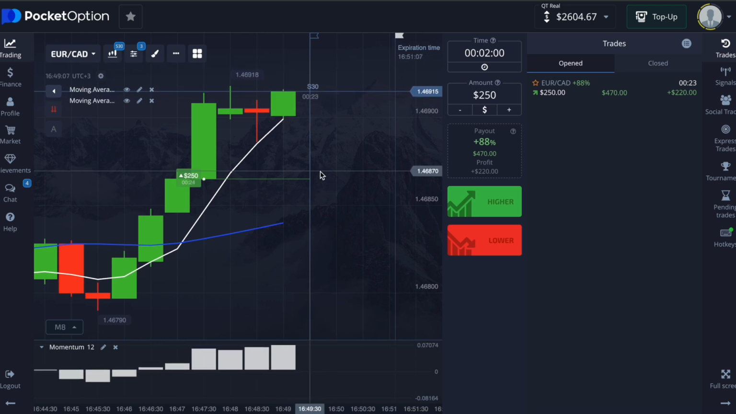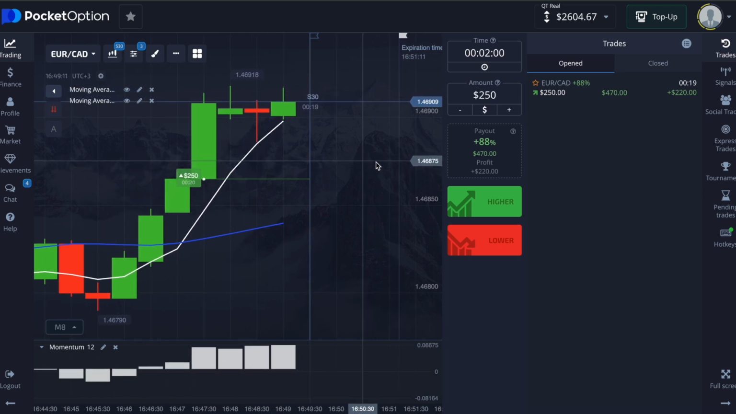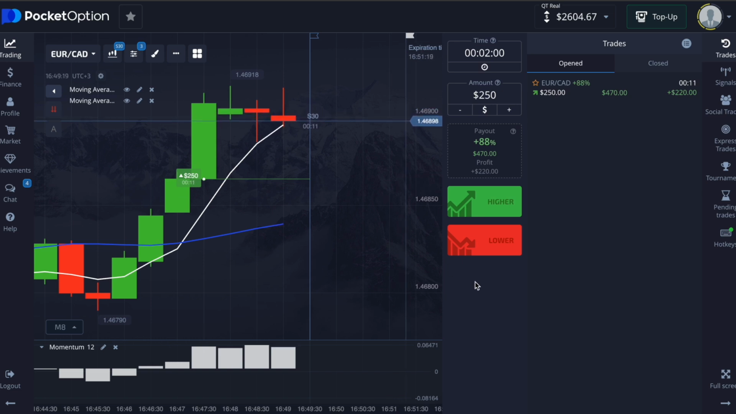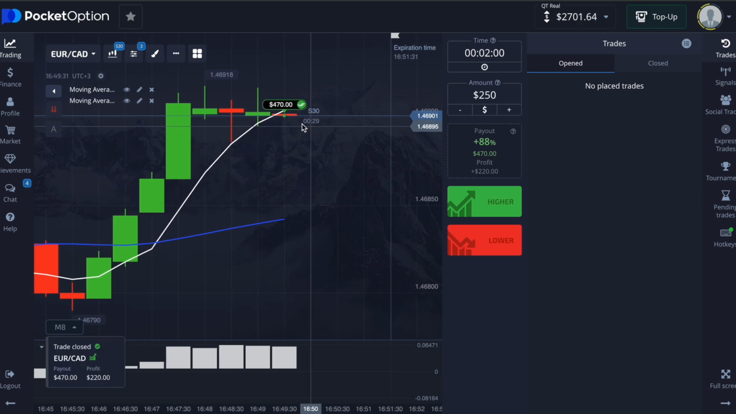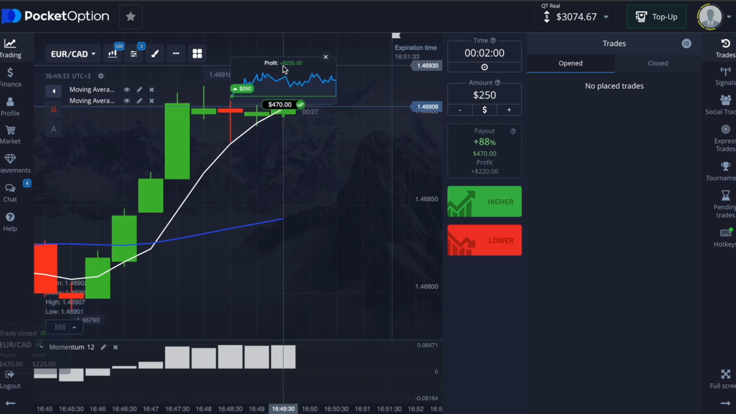All you need to remember is to open a trade when the lines cross in the direction of the white line. The momentum indicator should confirm the direction of the price. By trading with the trend, you can avoid false signals and improve the quality of your trading. My trade closes, bringing me an additional $220. As you can see, the strategy is truly effective and anyone can do it.